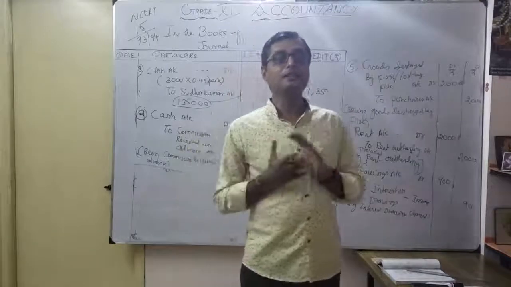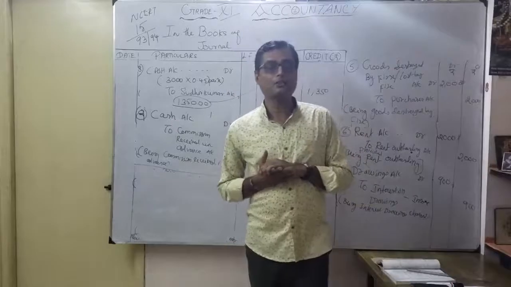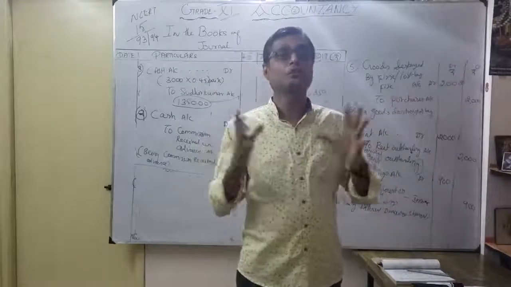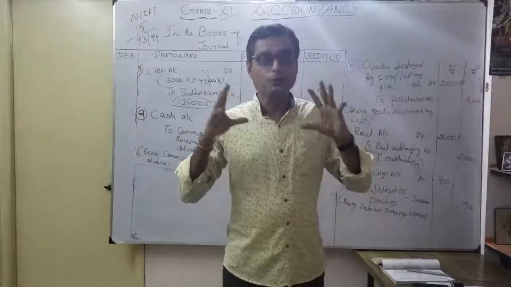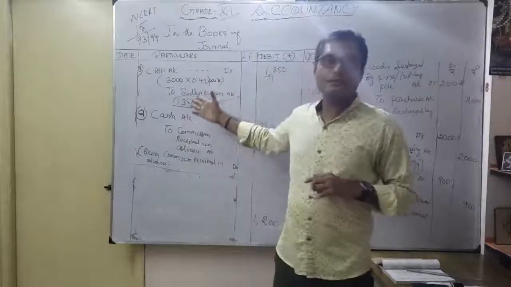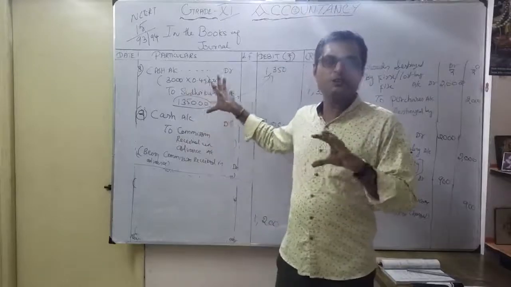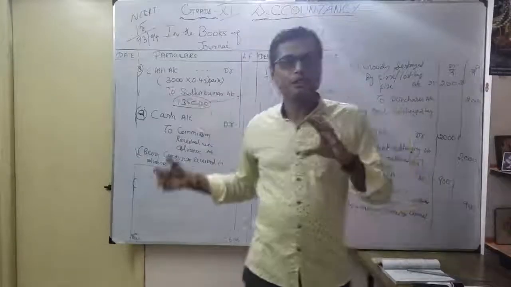So all the three accounts, personal account, real account, nominal account, according to our traditional approach, we call it the golden rule. So with the help of the rule, we want to confirm whether my debit and credit is correct. For that only we want to verify. How do we verify? With the help of the rule. That's the rule they mentioned.